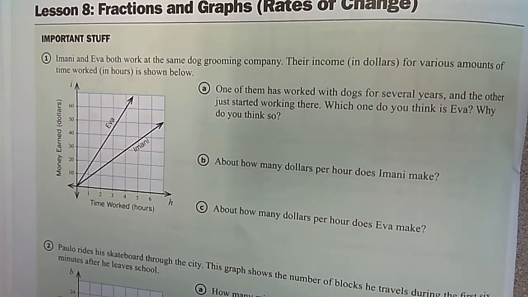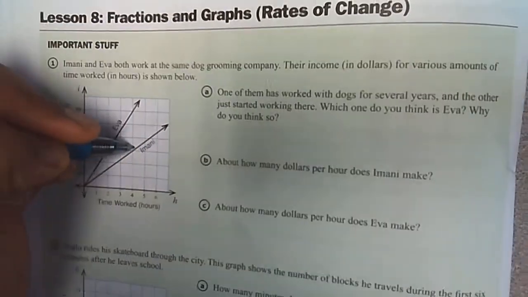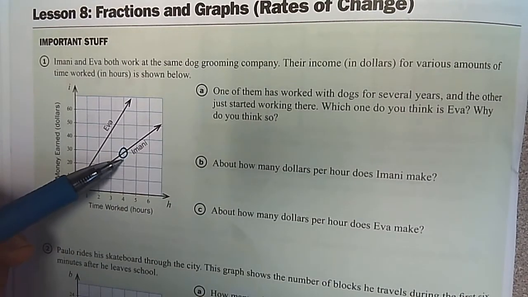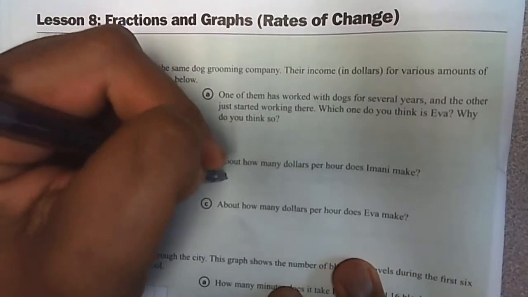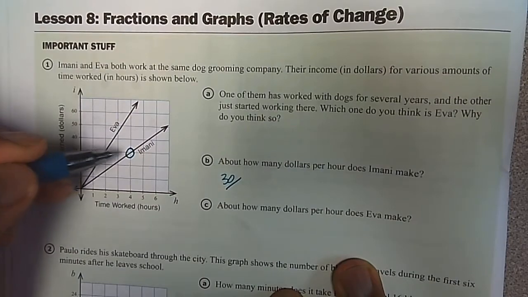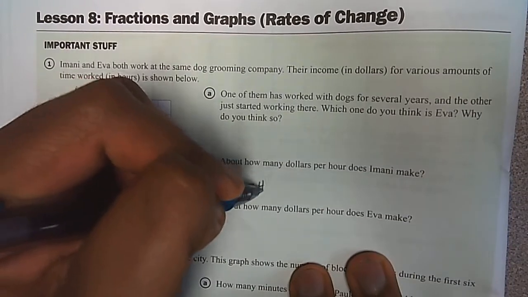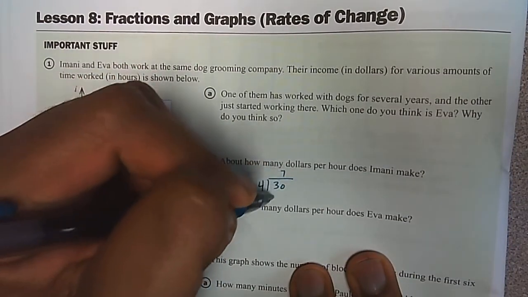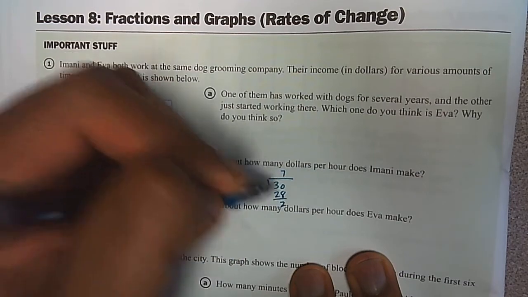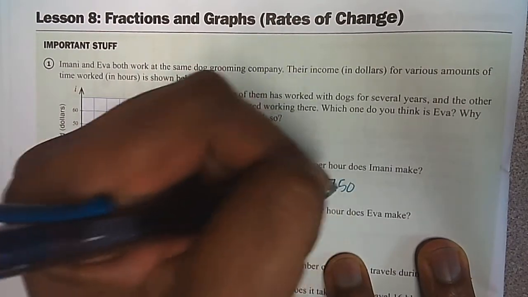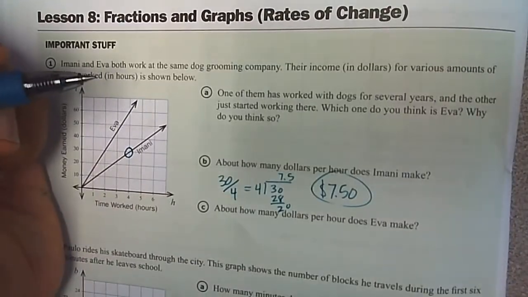About how many dollars per hour does Imani make? Well, what I like is right here. She earned $30, and that was for 4 hours of work. Well, 4 divided into 30 is going to be 7, which is 28. Boom. So this is going to be $7.50. How much does Eva make?